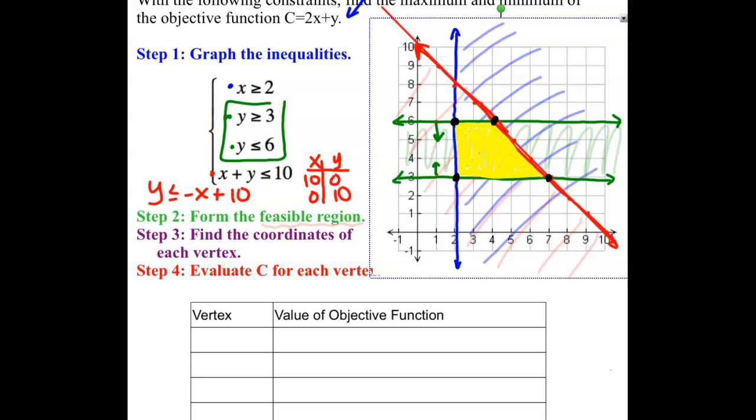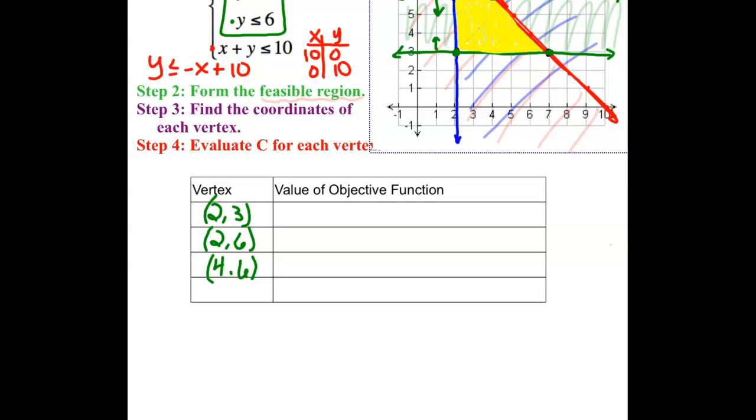So my first vertex right here, we are at the coordinates 2, 3. And it doesn't matter which order you go around for your vertices. I'm just going to keep going this direction. So I have the point 2, 6. This next one here is hitting at, it looks like 4, 6. And my last point here would be at 7, 3. All right, so we have all 4 of our vertices, and now we're going to evaluate our objective function.